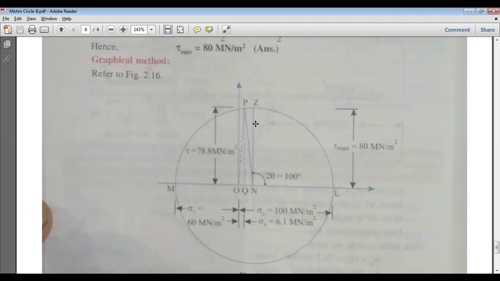And from here to here, you will find the maximum shear stress. This maximum shear stress is from this point to this point. You can measure from this point to this point. This will give you tau max.